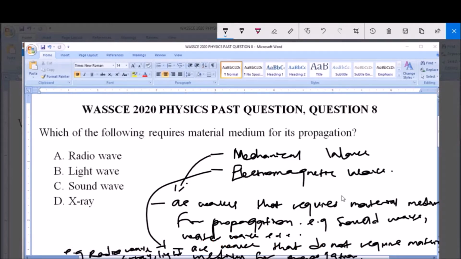Now, mechanical waves, like I said, require material medium for their propagation, and the question is asking us about the mechanical wave. An example of a mechanical wave is the sound wave, which is option C. So therefore, sound wave is the answer to this question, because sound wave is a mechanical wave which requires material medium for its propagation. The other options here are electromagnetic waves that do not require material medium for propagation. And this sound wave requires a material medium. The denser the medium, the faster its speed of propagation. So the answer to this question is what?